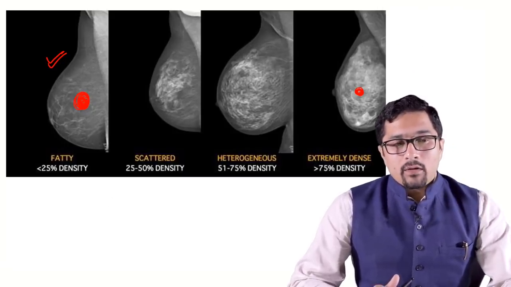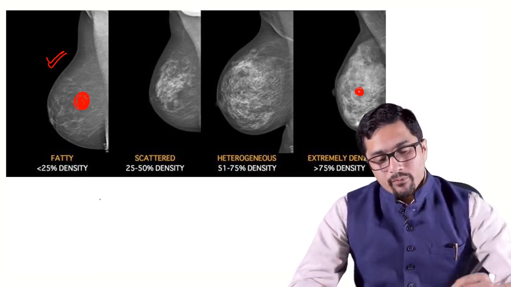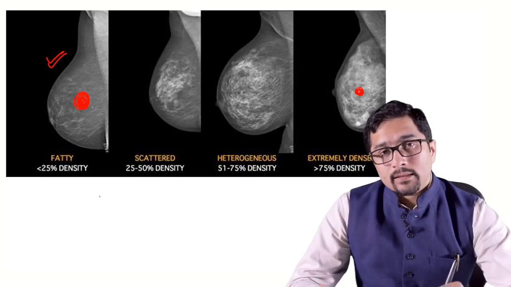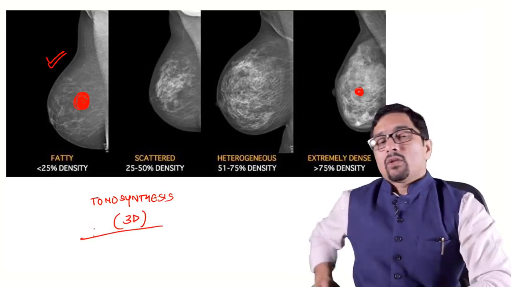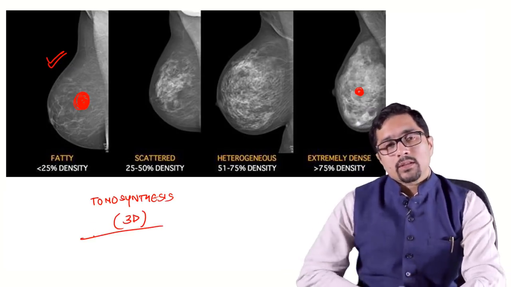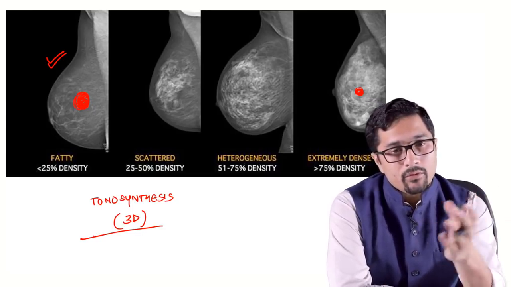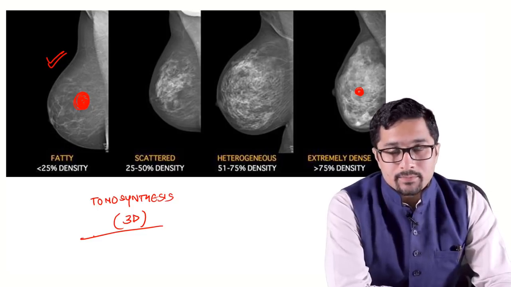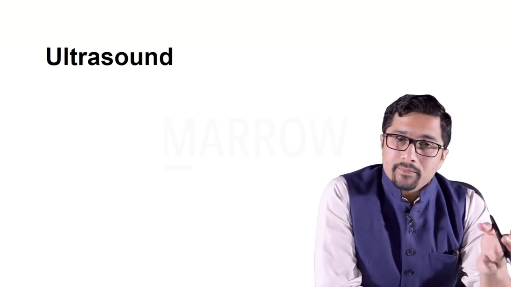Okay, so we were talking about mammography, and one more thing which I want you to know is that the latest type of mammography is known as tomosynthesis, and this is also known as 3D mammography, right? So a lot of trials are being done on tomosynthesis or 3D mammography to assess its role for the diagnosis of breast lesions. The other imaging modality is ultrasound.